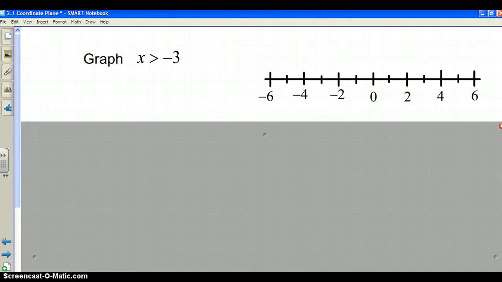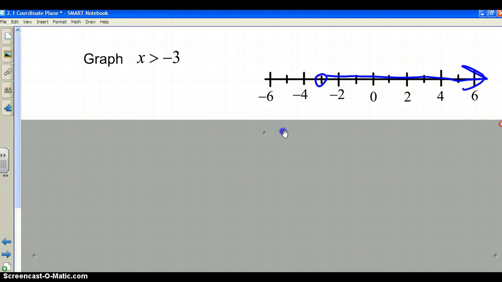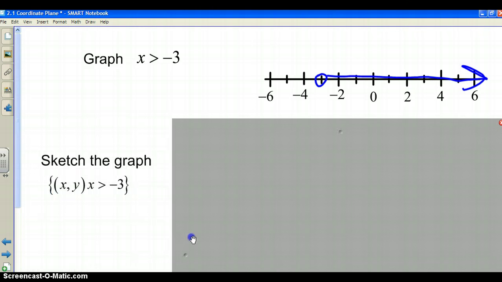This is just to help you process this new information that you're about to learn. So this is what we've done in the past. We have an open circle at -3, arrow to the right. That's what this graph looks like. This problem looks very similar. I'd say there's a difference though. I don't know if you notice this part.